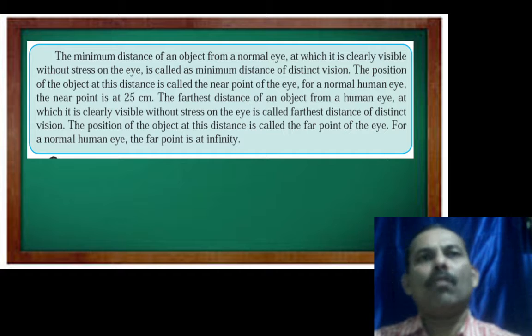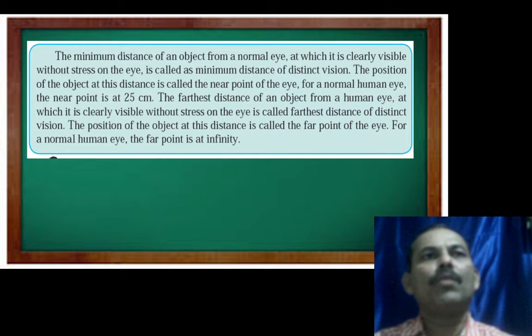The minimum distance of an object from a normal eye at which it is clearly visible without stress on the eye is called the minimum distance of distinct vision. What is minimum distance of distinct vision? The minimum distance of an object from a normal eye at which it is clearly visible without stress on the eye, that is known as minimum distance of distinct vision.